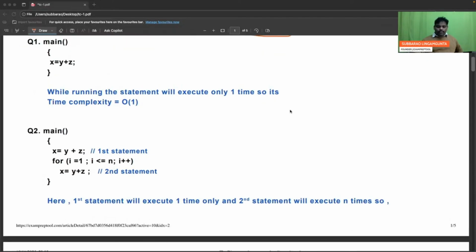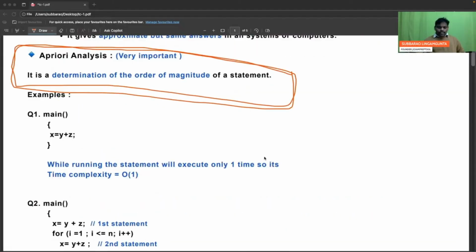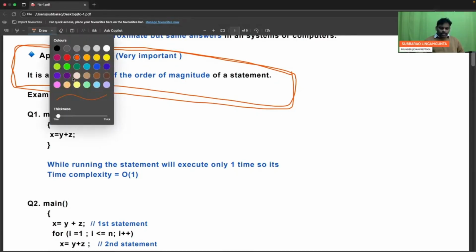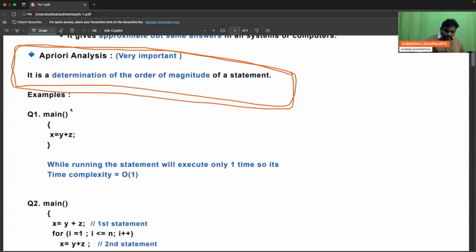This is the problem. Everyone try to understand, everyone be careful. How to find out time complexity? See this one: a priori analysis. The definition I have also written: it is a determination of order of magnitude of a statement. What it means, I will explain. Everyone be careful, I'm writing now. This program, time complexity how much? Observe here.